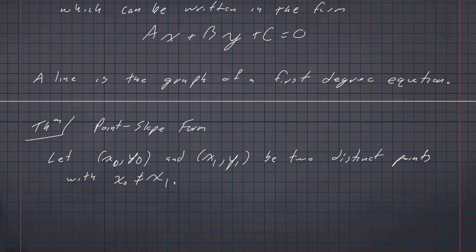Sharp-eyed among you might notice that if I insist that x0 and x1 are not the same, then trying to draw a line through these points will ensure that the line I draw is not a vertical line. We'll take a look at the case of a vertical line as a separate theorem.